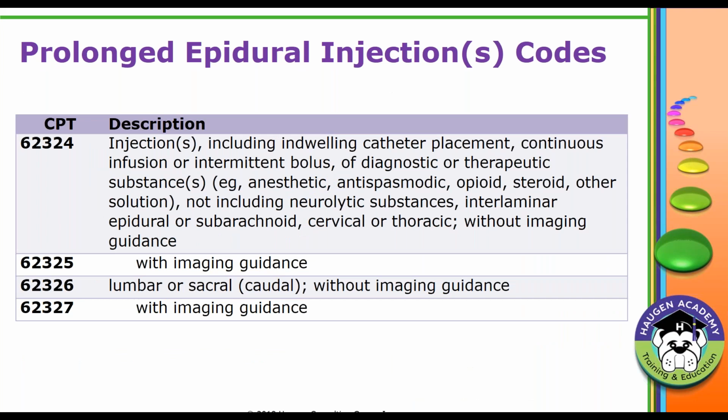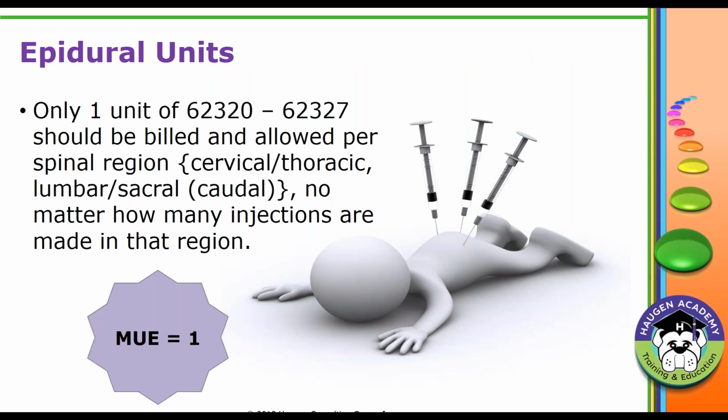We also have codes for prolonged epidural injections. These are for an indwelling catheter placement, and they are divided the same way. So you'll see the cervical or thoracic first without image guidance, and then it moves down to with image guidance. We get down to 62326. We are in the lumbar or sacral region without image guidance, and then moving to with image guidance. There is an MUE of 1, so only one unit of 62320 through 62327 should be billed per spinal region, no matter how many injections are made in that region.